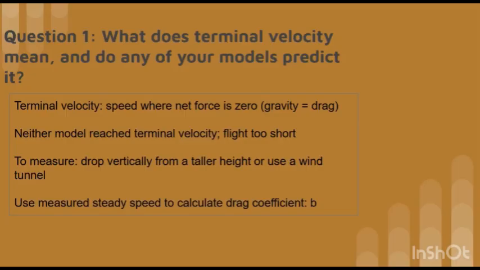Before concluding, to answer the question, what does terminal velocity mean, and do any of the models predict it? Terminal velocity occurs when the downward gravitational force equals the upward drag force, resulting in zero net force and constant falling speed. In this experiment, neither model reached terminal velocity because the flight was too short and the projectile never fell long enough for drag to balance gravity. But terminal velocity could be measured by performing a longer vertical drop or using a wind tunnel. The projectile would fall until it stops accelerating and reaches a steady speed. And this speed could then be used to calculate the drag coefficient B as m times g, mass times gravity, divided by the speed squared.